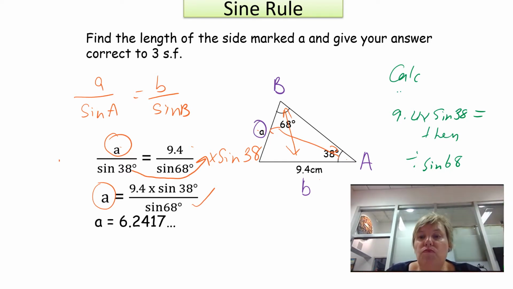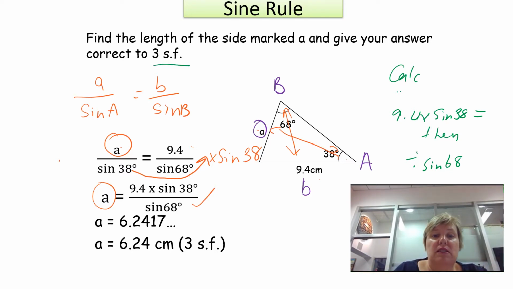If you run that through your calculator and you're on degrees, you should get 6.2417. Because they asked for 3 significant figures, I've taken 1, 2, 3. The digit beside it is not big enough to make that 4 roll over, so it's 6.24 centimeters to 3 significant figures.